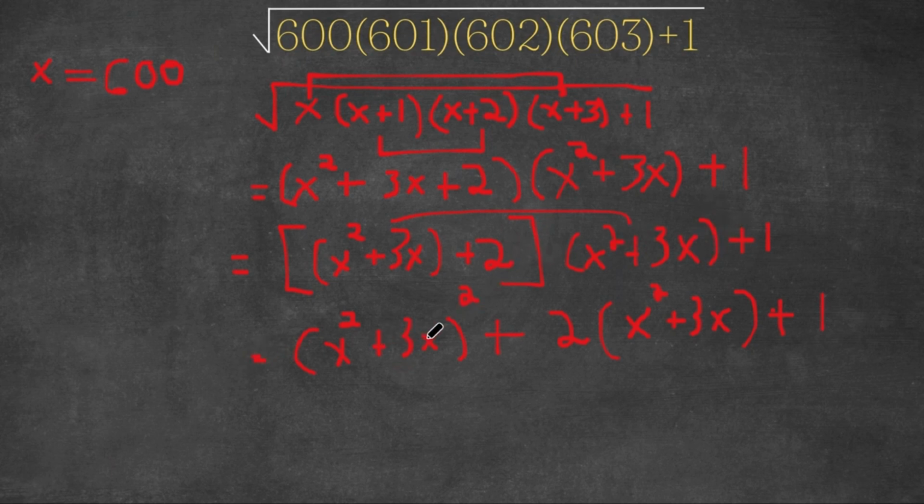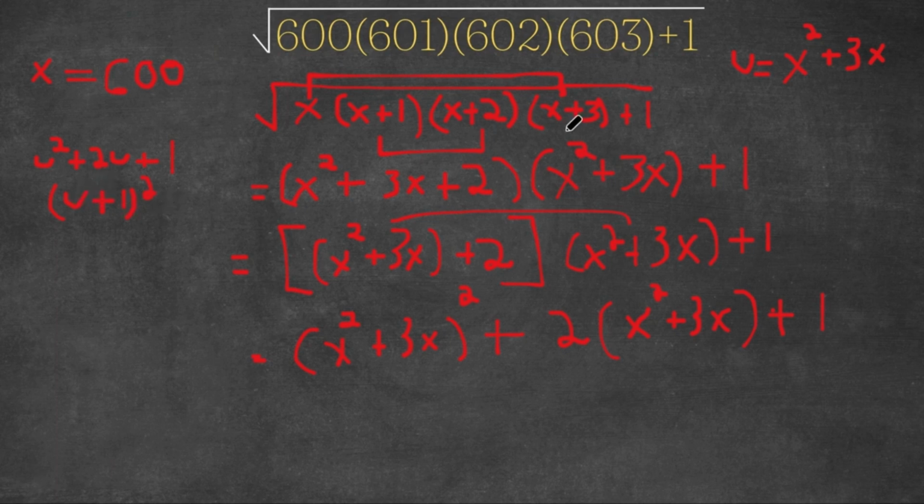So now that we have this, let's say that u is equal to x squared plus 3x. Then this would turn into u squared plus 2u plus 1. And this is equal to u plus 1 squared.